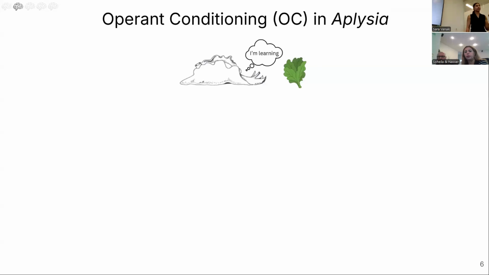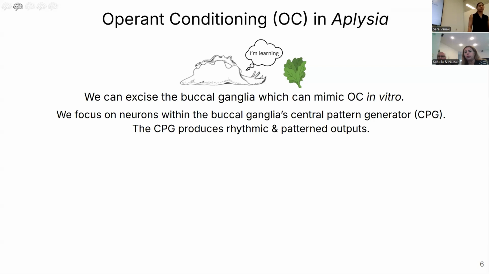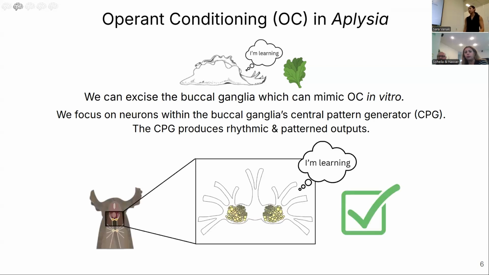But even if we dissect out the buccal ganglia, we can still have these operant conditioning features in vitro, so outside of the body. And we can look at the subset of neurons within the buccal ganglia. The buccal ganglia is a central pattern generator, and the CPG produces rhythmic and patterned outputs called fictive buccal motor patterns. Fictive because they're not in the real life animal. So we still have the similar association of the buccal ganglia associating reward with certain patterns.